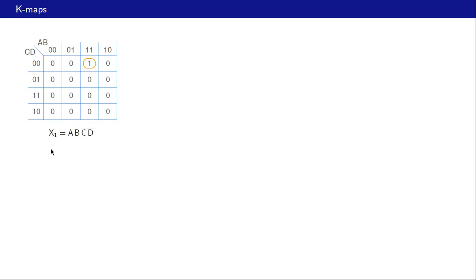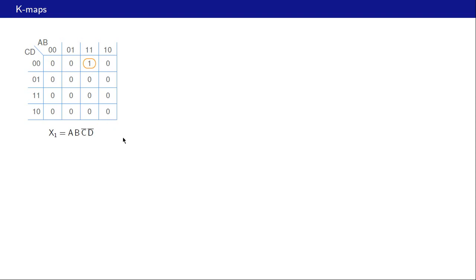Let us now look at a few examples of functions with one single term, such as this one here. So this is a single product term. It is the AND operation of A, B, C bar and D bar. And when is this equal to 1? It's 1 for AB equal to 1, 1 and CD equal to 0, 0. So that column and that row, that is where this one will appear.